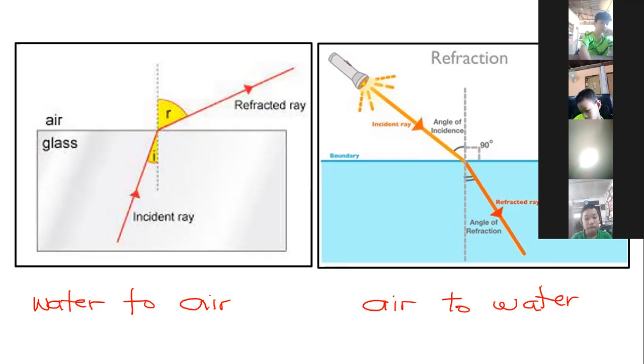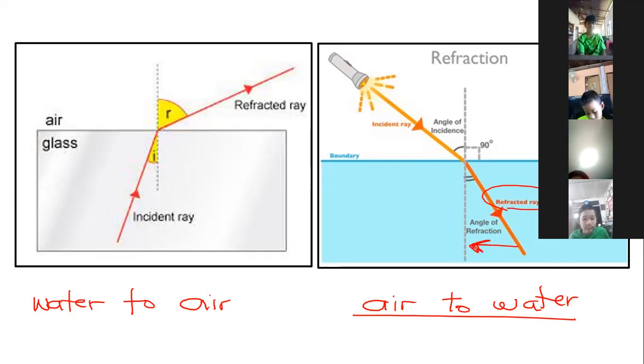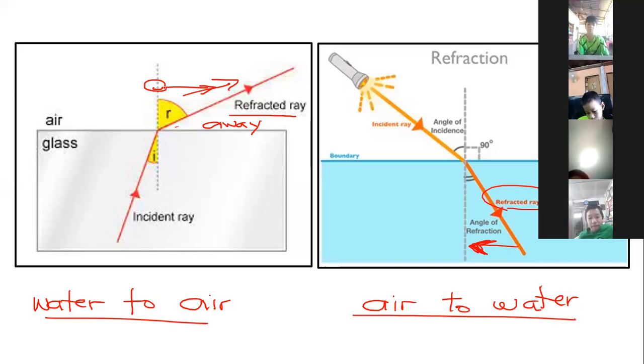Again, okay, I will explain. From air to water, look at this one. Pia is correct, everybody is correct, they bend. But the 100% correct here: if air to water, the refracted ray goes towards the normal line. See that? From water to air, the refracted ray goes far from the normal line. Okay?